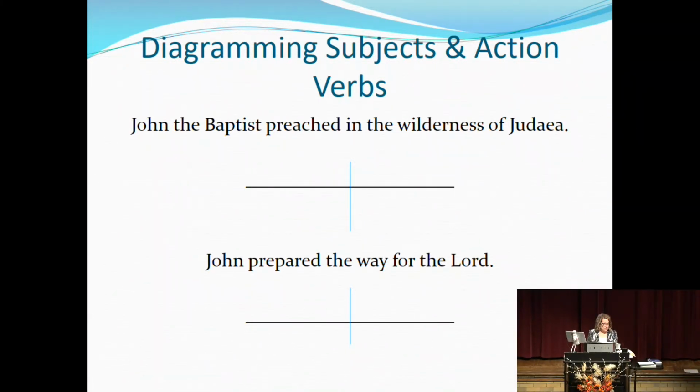So in diagramming, the subject is always placed on the far left side of the horizontal line, and that horizontal line is called the baseline, and a vertical line passes through the baseline and separates the subject from the verb. So let's try this.